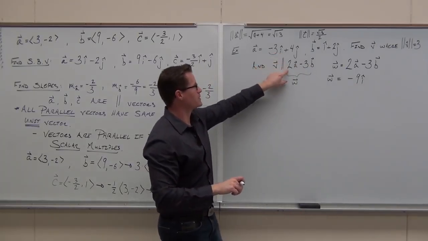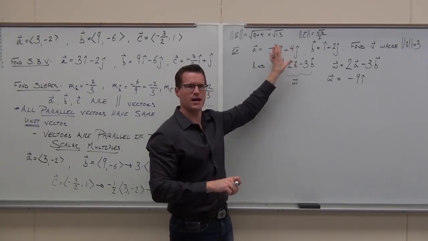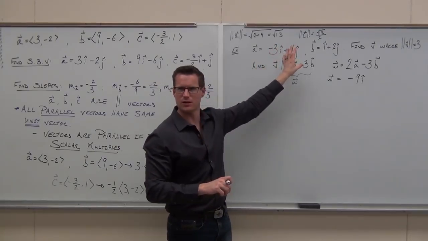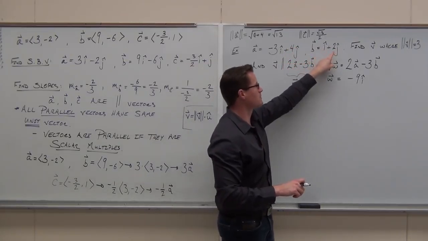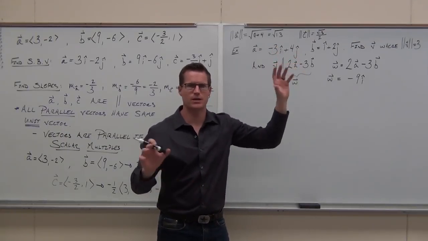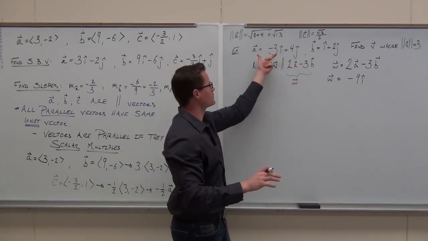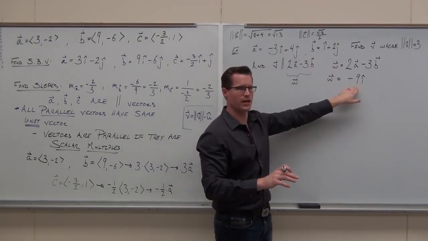So here's our vector A. 2 times this vector would give you negative 6i plus 8j. Are you following what I'm talking about? 3 times this guy gives us 3i plus 6j. Okay, you can do it in your head, do as many steps as it takes, I don't care. But then 2 times this minus 3 times this is going to give you negative 9i.